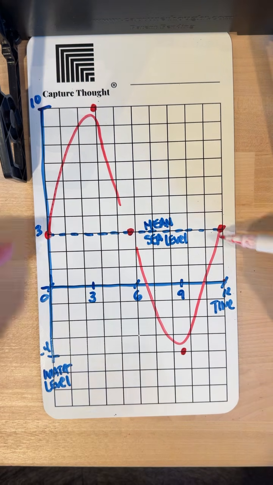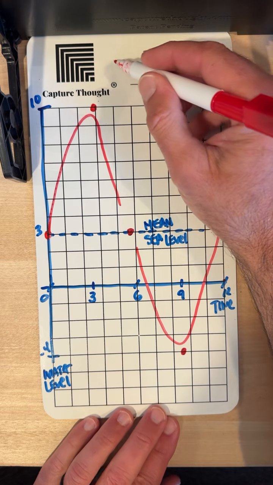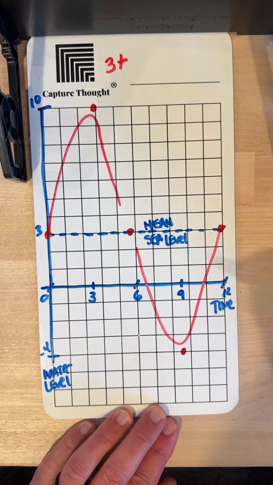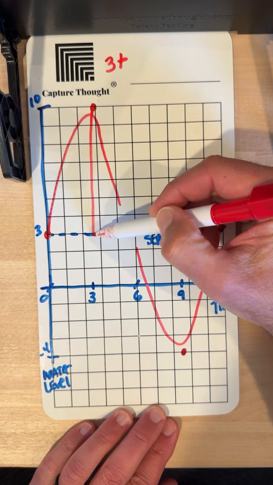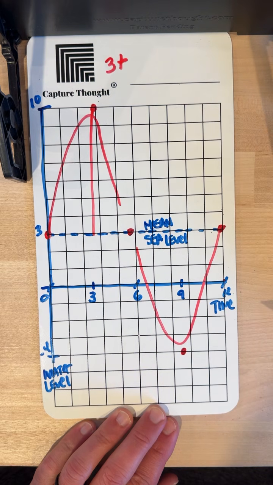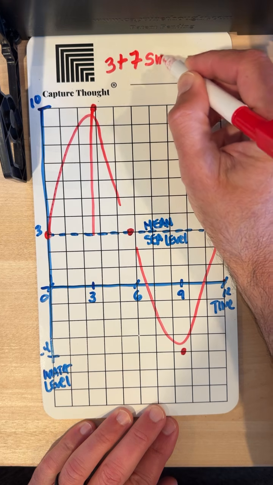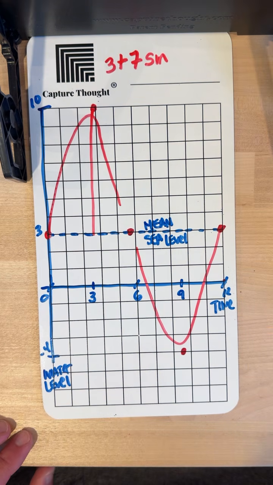So there's a vertical translation of 3. So we know the equation is going to be 3 plus something, okay? The amplitude is the distance from the mean line, or the median, to the top or lowest. That's 7, so we know we're going to have a 7. And we know we're going to have a sine curve. So all we have to do is figure out the period.